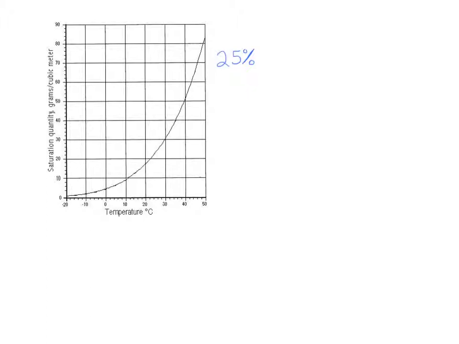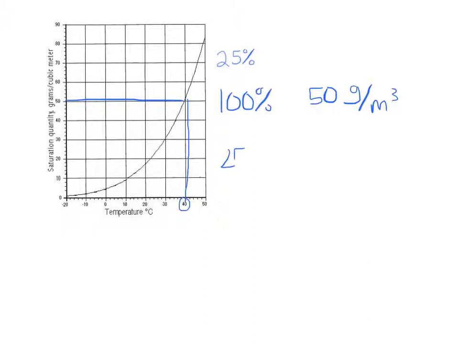So for our 25% saturated air packet, we would take a look at 40 degrees, go up to the curve, then across. Again, if you're doing this on exam, you would be using a ruler. And we see that at 100% saturation, it is 50 grams per meter cubed. And we want to find out what it would be for 25%. We would just multiply our value by 0.25. So 50 times 0.25 would give us 12.5 grams per meter cubed.